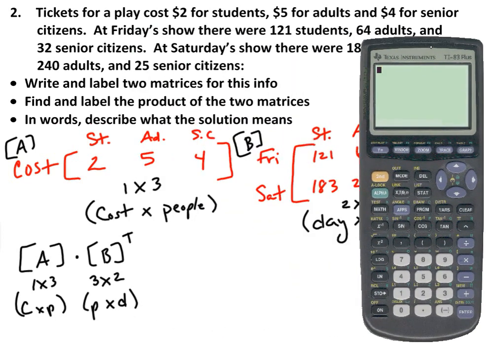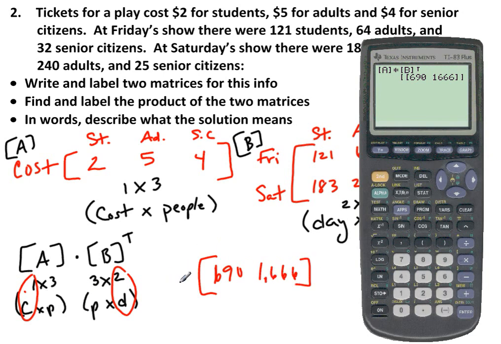Because I've written it out, all I have to do is match up what I have on my paper with what's on the home screen. So I need A times, go back in the matrix, B, but I need to transpose B, so I have to go to matrix, go over to math, and my second option is that tiny little t, and I hit enter. So now if I look at this, I get a 1 by 2, and I shouldn't be surprised, because my solution should be a 1 by 2. So I'm going to get 690 and 1,666.